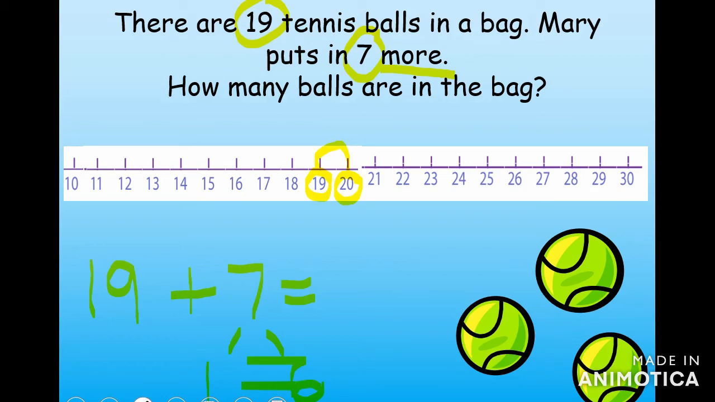So what we're going to do next, we're going to do a jump of 6. We can count along 1, 2, 3, 4, 5, 6. We've done a jump of 1 and a jump of 6 to make 7 altogether. And that has left us with the number 26. So 19 add 7 equals 26. So there are now 26 balls in the bag.